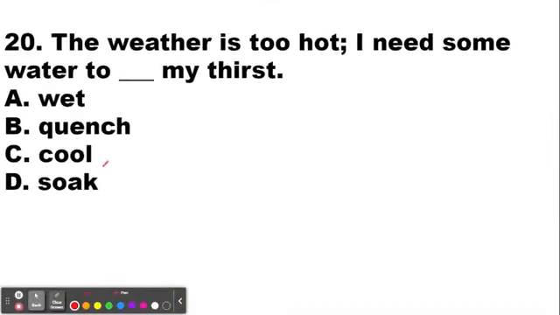And the last but not the least, question number 20. The weather is too hot. I need some water to dash my test. A, wet. B, quench. C, cool. D, soak. The correct option is B, quench. The weather is too hot. I need some water to quench my thirst. You quench your thirst. So that's the correct option.